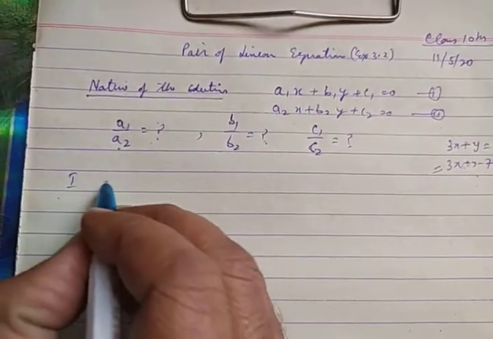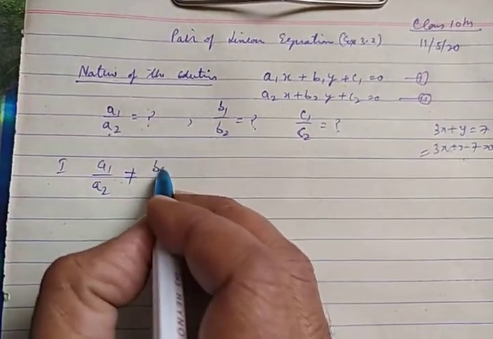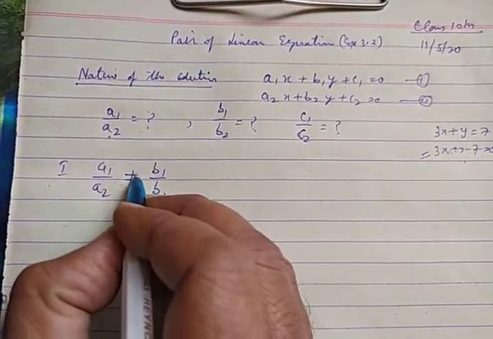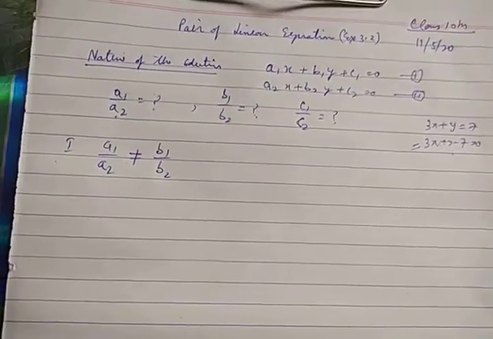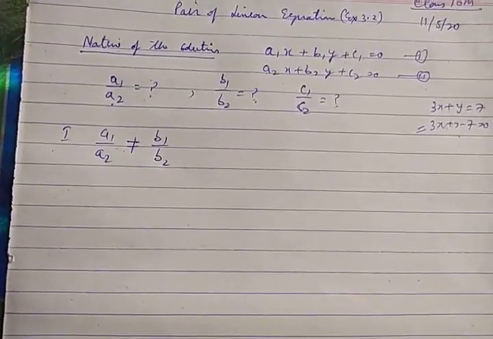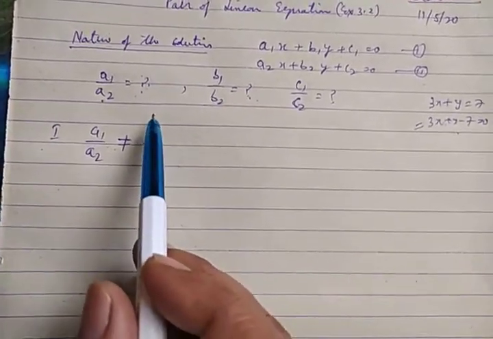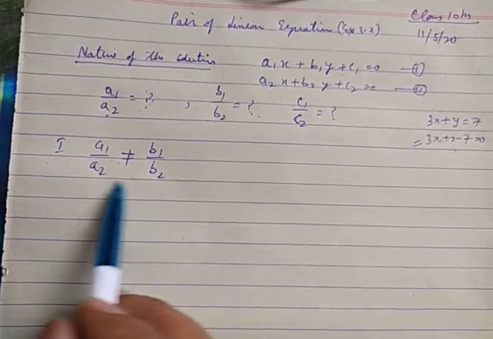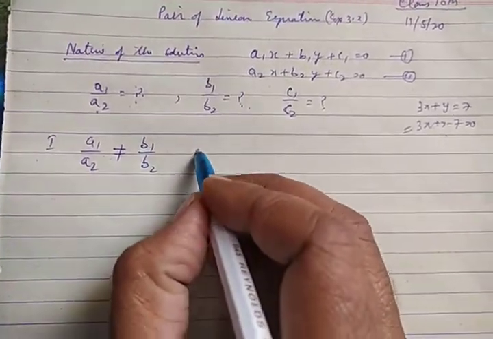First, if a1 upon a2 is not equal to b1 upon b2, meaning these two quantities come out different, whether numerically different or by a change of sign. Suppose one is coming 2 and the other is coming minus 2, then they are also not equal to each other. If this condition is holding, then you will conclude unique solution.